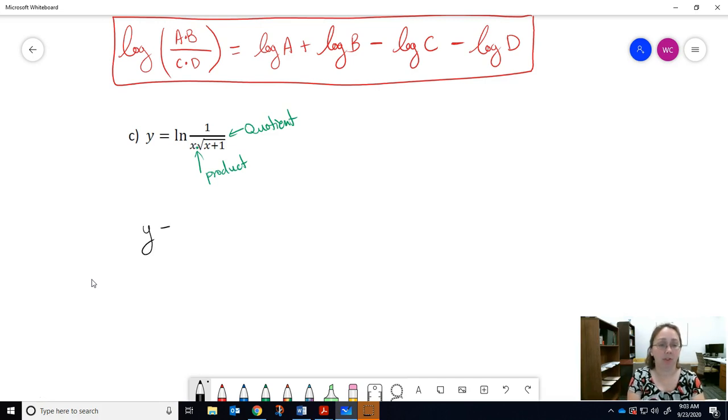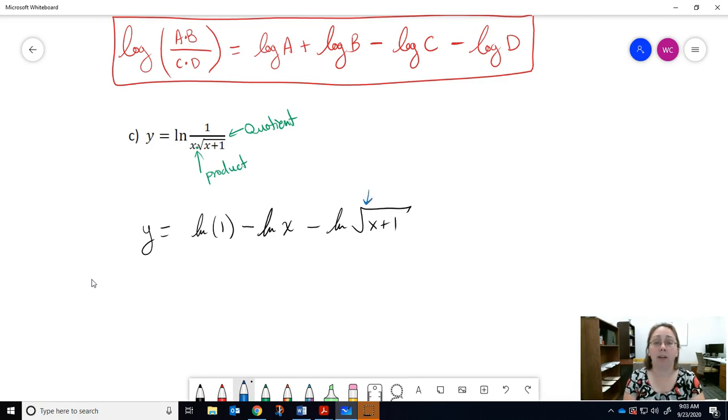All right, so if you tried it, let's do it. The rule in my red box says anything from the numerator, so the 1 in this case, is going to get its own positive logarithm, minus, because we're going to the denominator, ln of x, minus ln of the square root of x plus 1. Are we done? Almost. We have one more thing we could do. We can get rid of the square root.